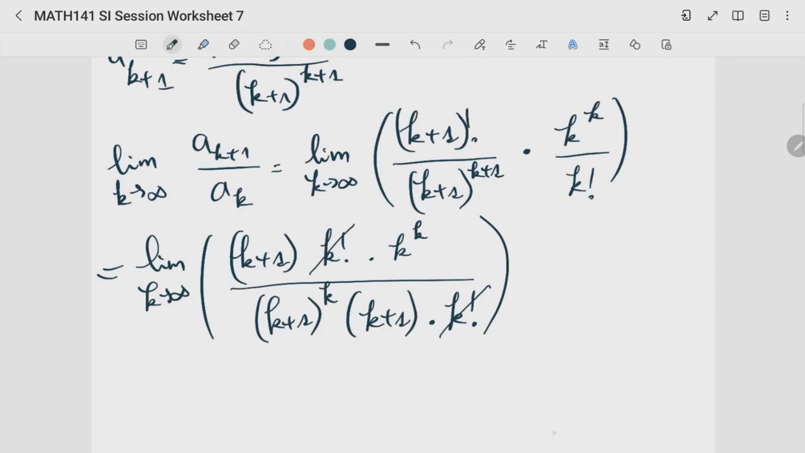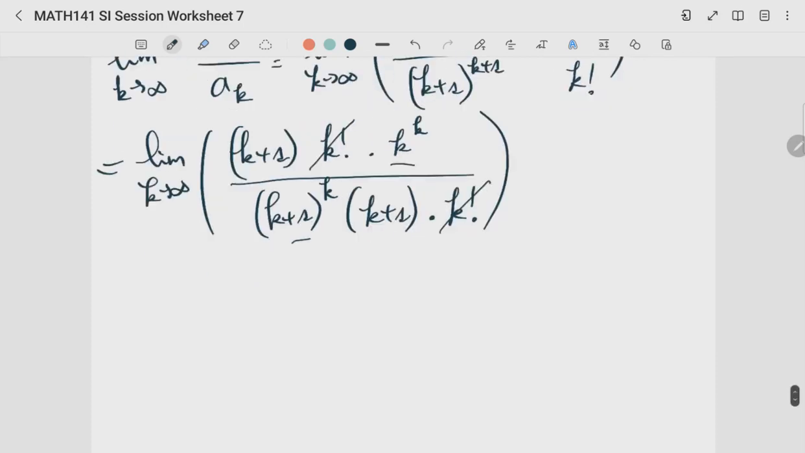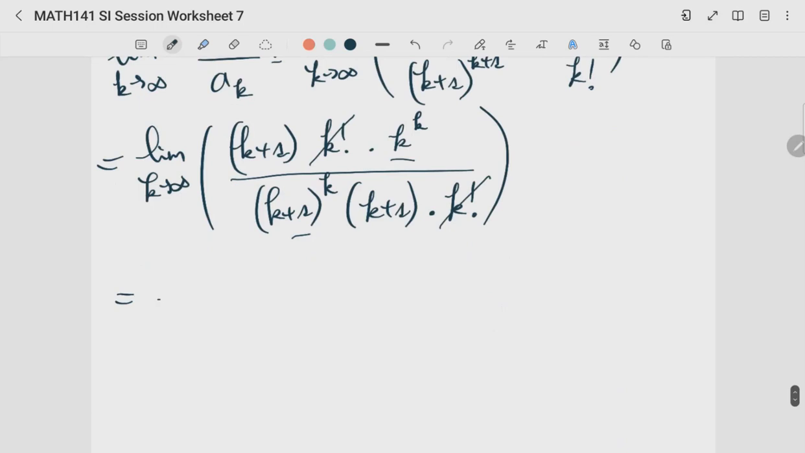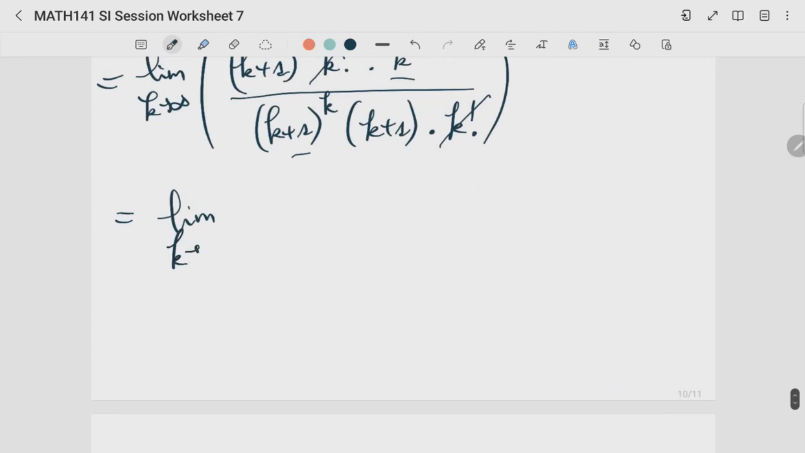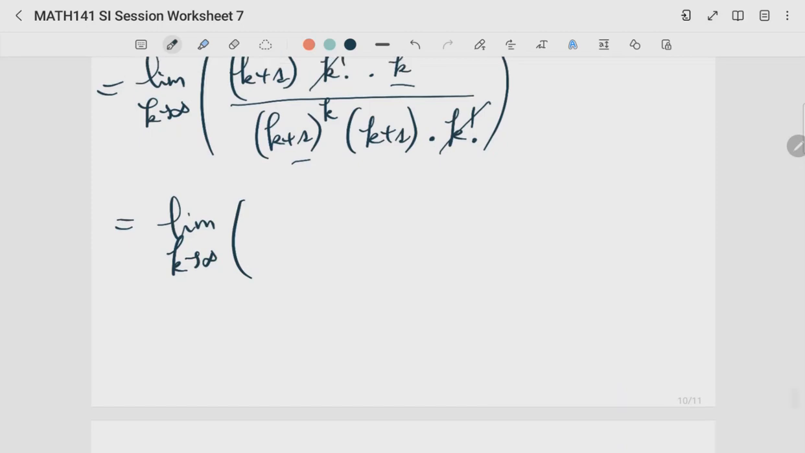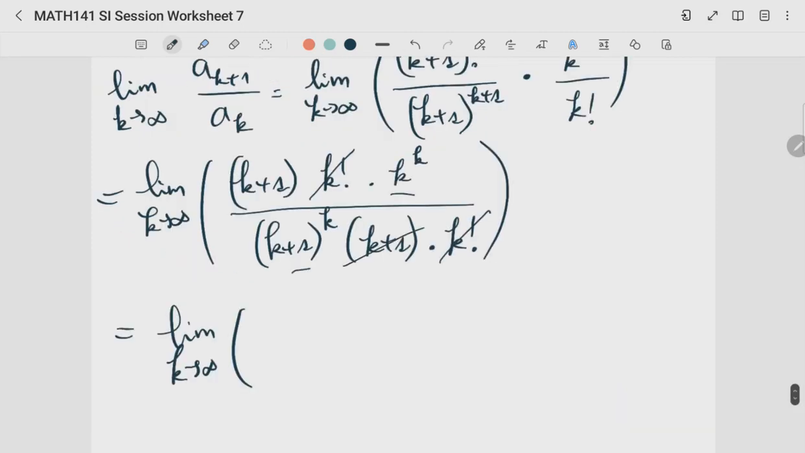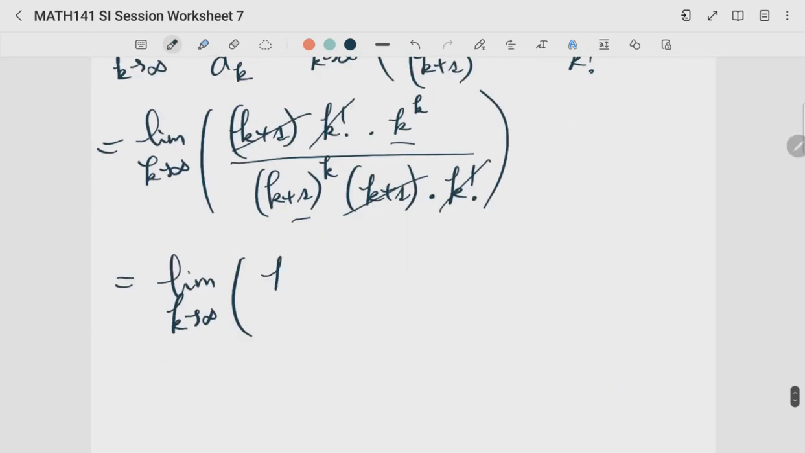And we can put together the terms to the exponent of k, which will give us the limit as k tends to infinity. Oh yes, and we can also cancel k plus 1 because those two are cancelable. So we are left with k to the k in the numerator and k plus 1 in the denominator, all of this to the exponent of k, right?